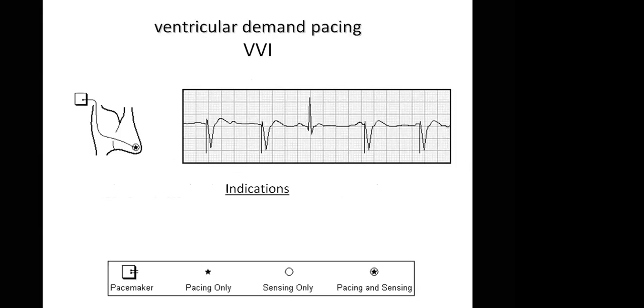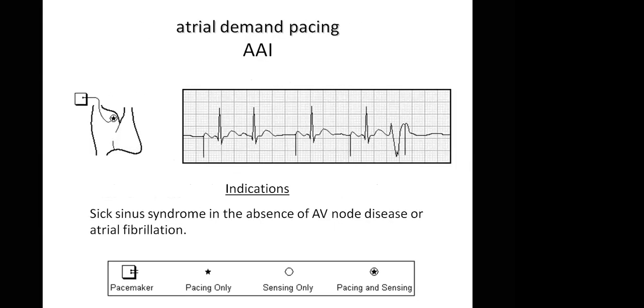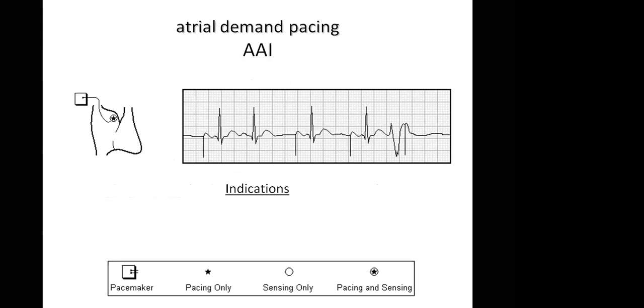I think it comes... Let me see if I have images. Just one minute. So AAI simply means that the first alphabet is the chamber paced, right? We can see this image. Yes, sir.